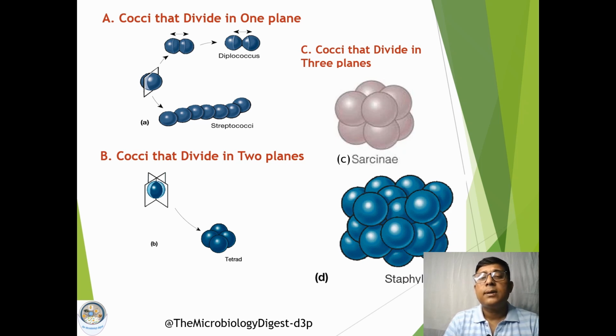Then the third type is the cocci that can divide in three different planes. Under this, the organisms may occur in a group of eight. This is called sarcina, and the organisms may occur in clusters. This type of arrangement is called staphylococcus.